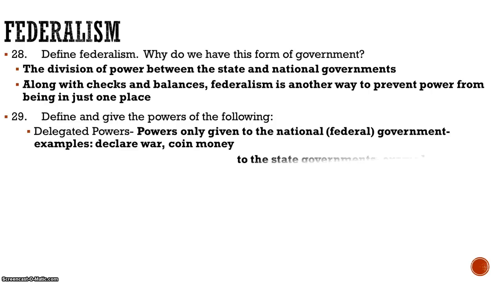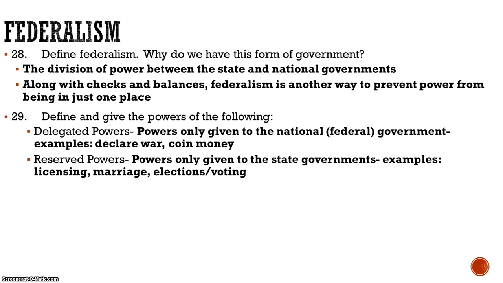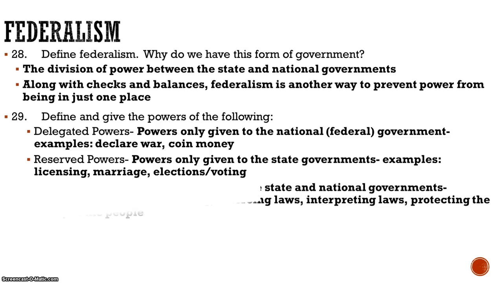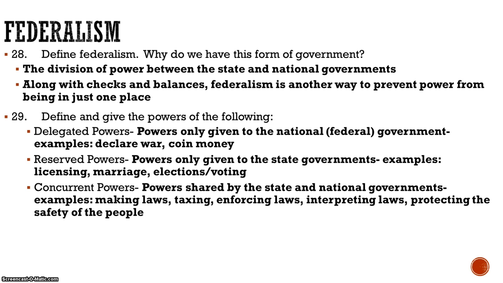The next type of power we have is the reserved powers. These are only the states. So that's why every state has different marriage laws. That's why every state has different ways of doing elections, whether it's poking holes in pieces of paper or touching touchscreens, and licensing professionals. Everybody does it in their own way. And then concurrent powers, which is like the sharing. The states and the national government both have these powers. They make taxes together, and they make laws, and they enforce laws, and all these different things. That's something that they can both do.